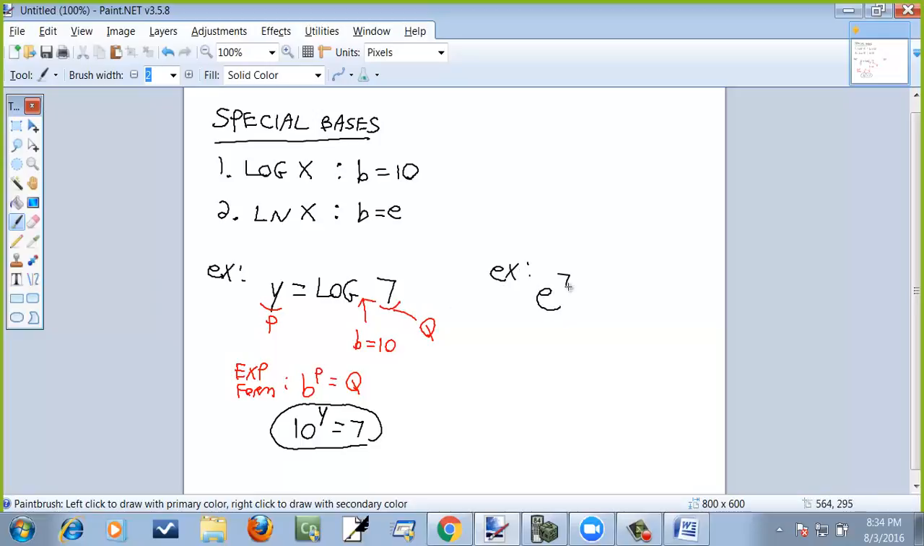Now, if I have something in exponential form, I have this. e to the 7 is equal to x plus 1. Well, first we need to identify our b, p, and q. Whatever your power is, that's your p. Whatever is to the left of it is your b, and then the other side of the equals is your q.